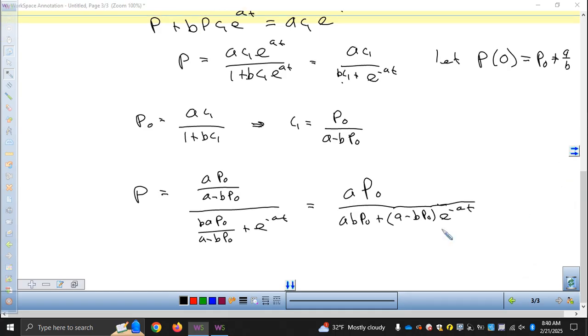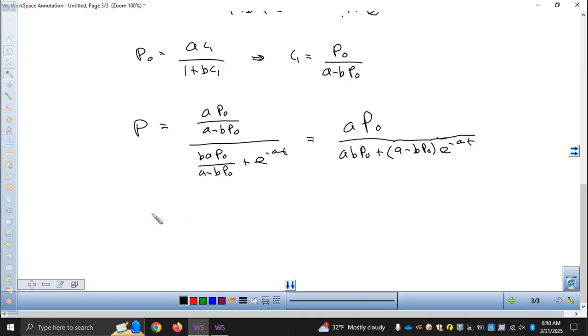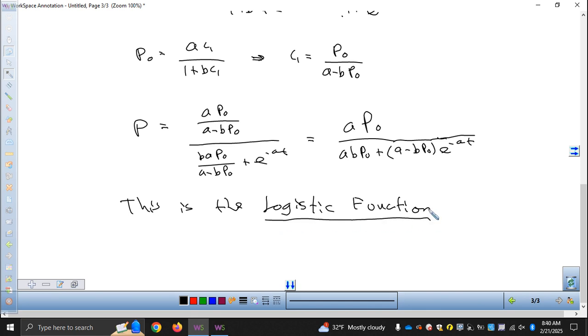This is what we call the logistic equation. Or sorry, the logistic function. The differential equation is the logistic equation. This is the logistic function. The logistic function basically is just the solution to the logistic differential equation, and this models our population growth when our growth rate has some kind of function that's dependent on the population.